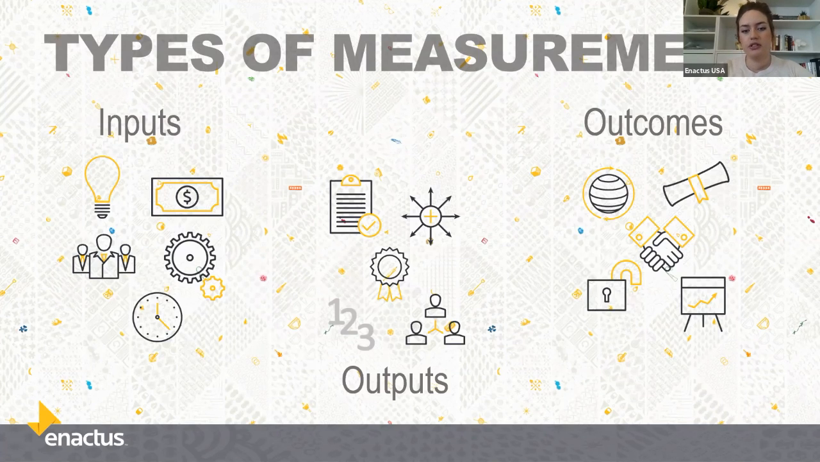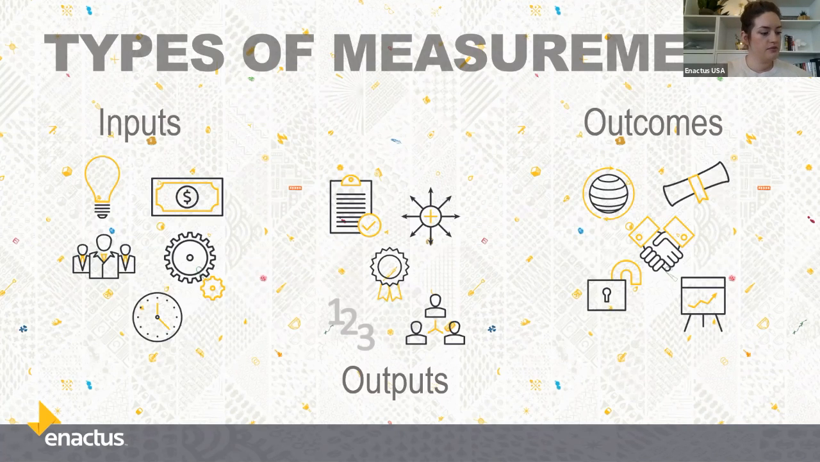And then your outputs are the direct result of all the inputs. So this is, what is that very first deliverable that came from all of your inputs? And this falls within that initial stage. So it's how many people attended a training you were doing, how many products did you make as a result of your input, how many people learned something. It's really kind of a numbers game within the output category.